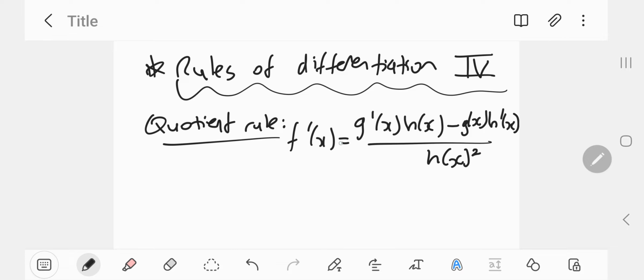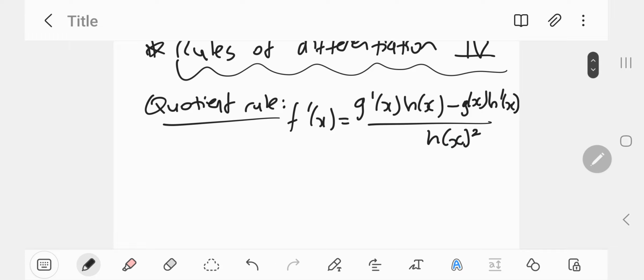So taking g of x and h of x as functions, and then ensuring that h isn't equal to 0, this rule tells you that in order to take the derivative of a quotient, in other words, the division of two quantities, in this case two functions, you need to use what's called the product rule, and then divide the result by the square of the denominator of the quotient. So let me show you how it's done.